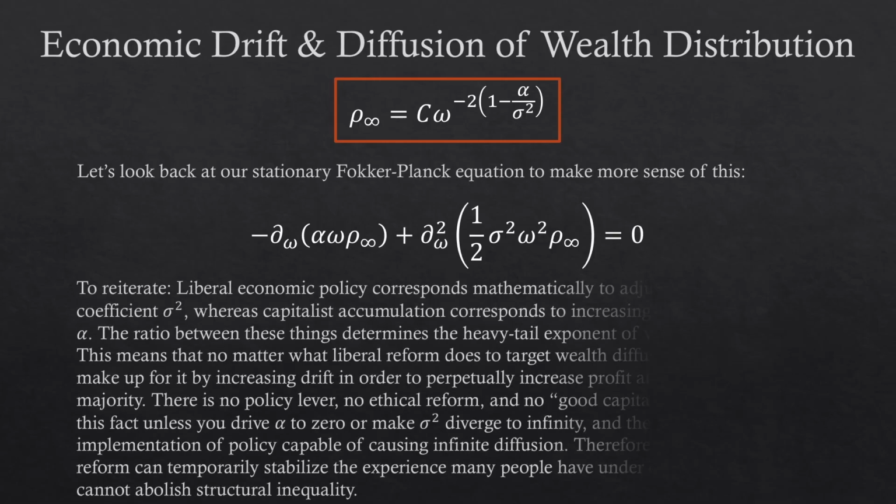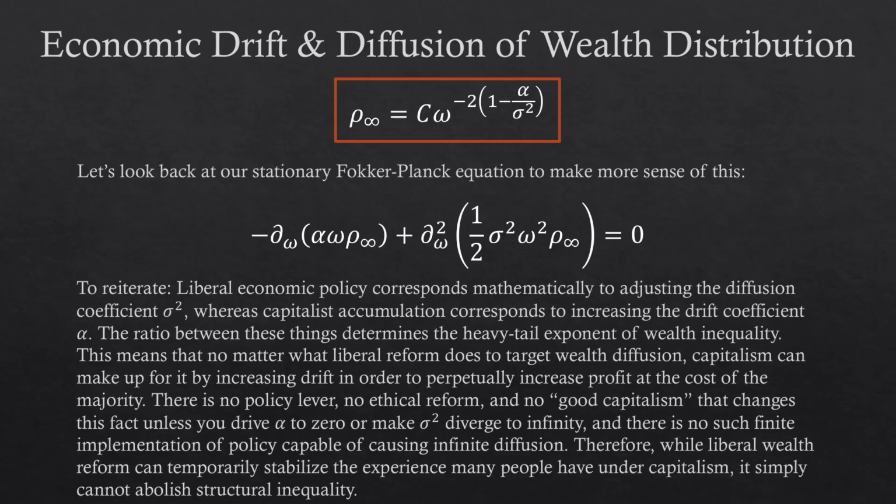To reiterate, liberal economic policy corresponds mathematically to adjusting the diffusion coefficient, whereas capitalist accumulation corresponds to increasing the drift coefficient. The ratio between these things determines the heavy tail exponent of wealth inequality. This means that no matter what liberal reform does to target wealth diffusion, capitalism can make up for it by increasing drift in order to perpetually increase profit at the cost of the majority.